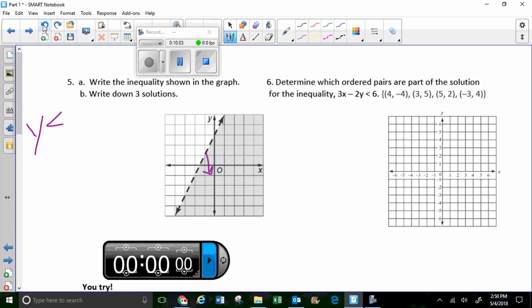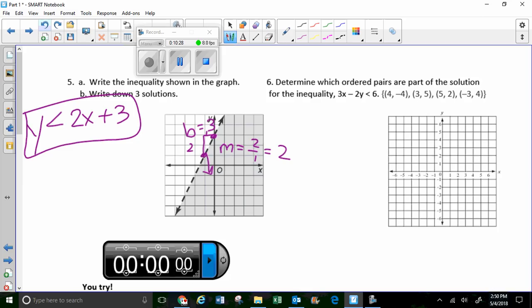Now I just need the slope and the y-intercept. So I'm going to go up and find what my y-intercept is. I cross at 3, so b is going to be 3. Pick another point to find your slope. So it looks like I go up 2 over 1, so m is going to be 2 over 1, or just 2. So fill in your inequality, y is less than 2x plus 3.